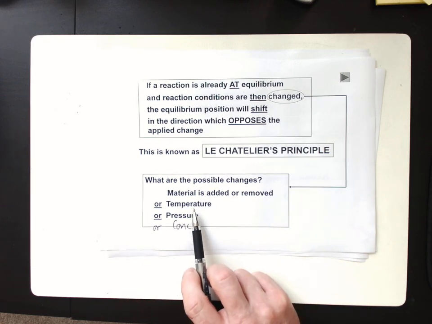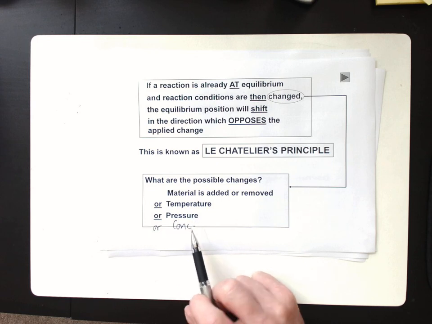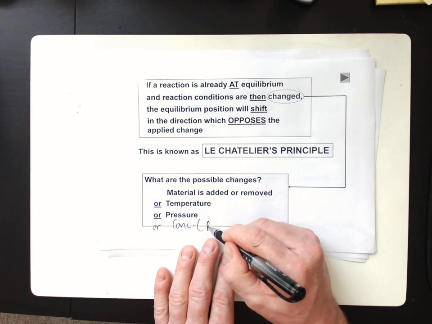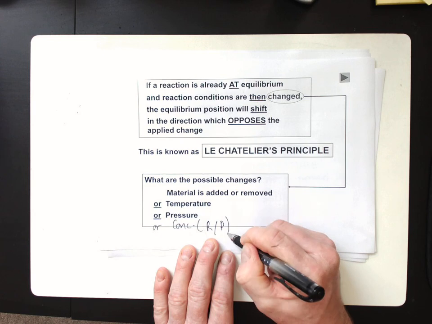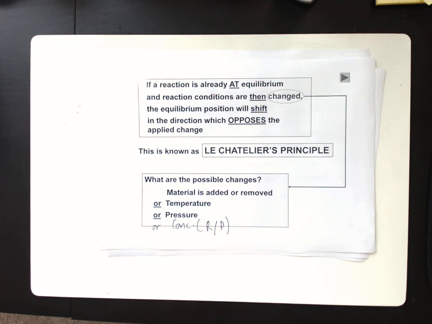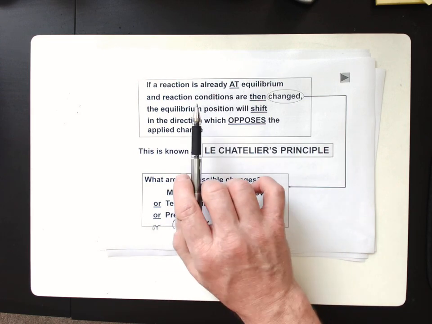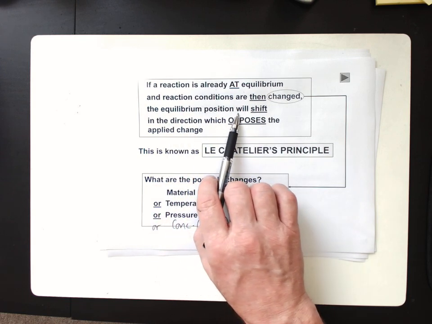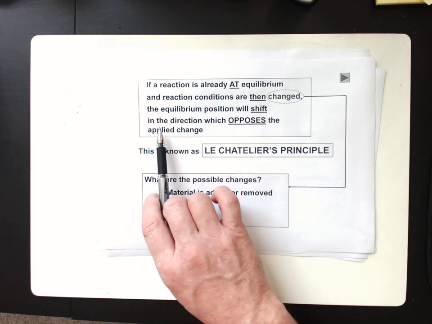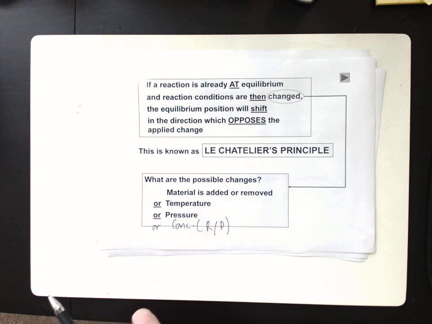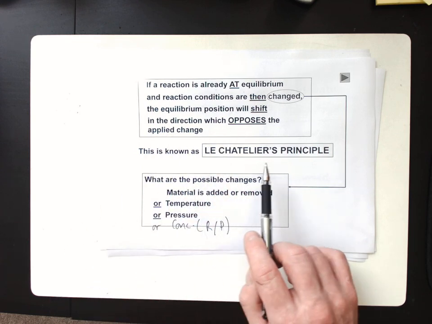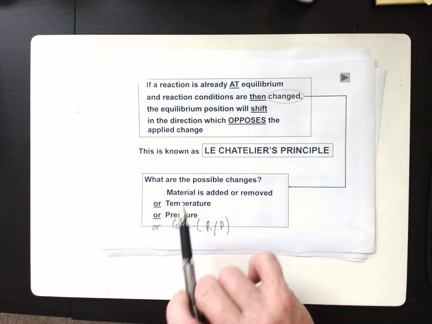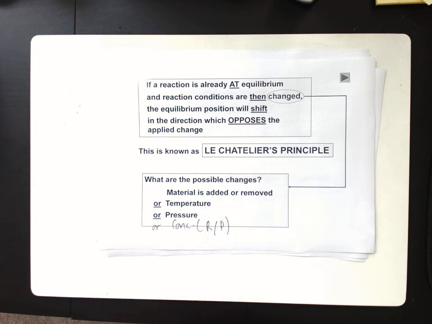change in temperature, change in pressure, or change in concentration. That can be change in concentration of reactants or change in concentration of products, either or. So if it's at equilibrium and I change one of these conditions, the equilibrium position will shift in the direction which opposes that applied change.